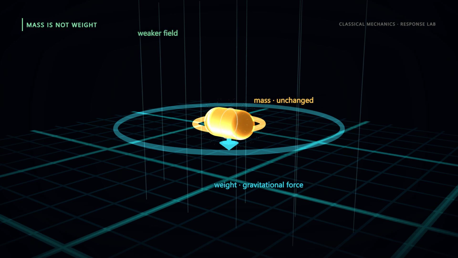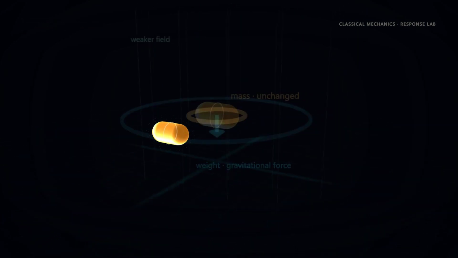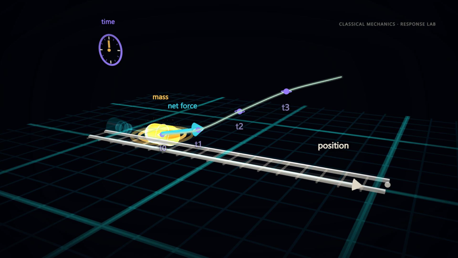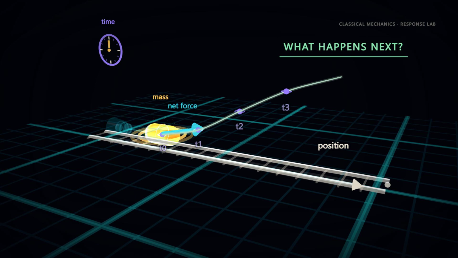We can now read the experiment as one connected chain. Position and time describe the state of motion. Mass and net force tell us how that state responds. Together, they turn observations into a prediction. Classical mechanics now asks a forward-looking question. What happens next? Newton's laws will supply the rules.